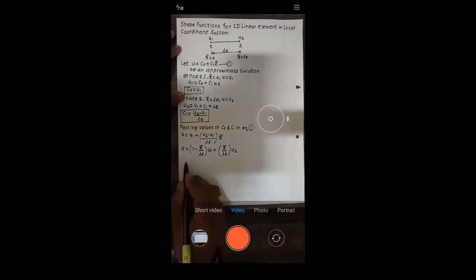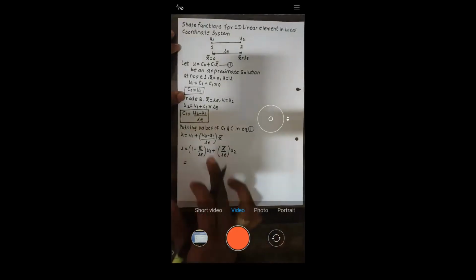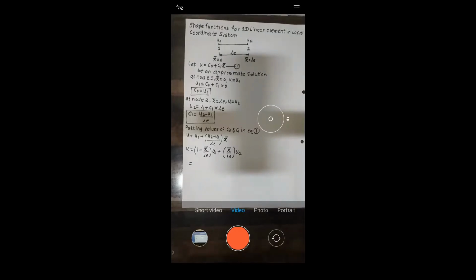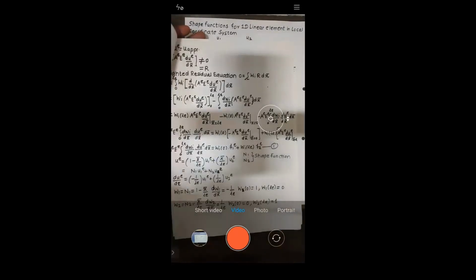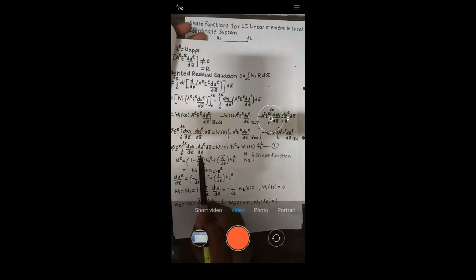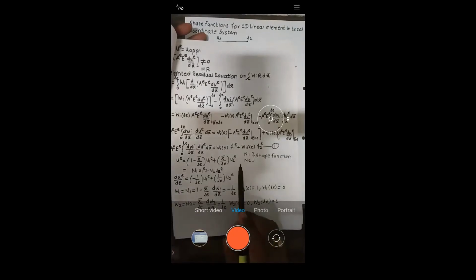So that means I asked you to use this directly. I will show you those files where I asked you to solve. See here, we have seen this Rayleigh-Ritz method, right? So in the Rayleigh-Ritz method, can you see this equation? 1 minus x bar by LE, x bar by LE. I have asked you to directly take this equation.